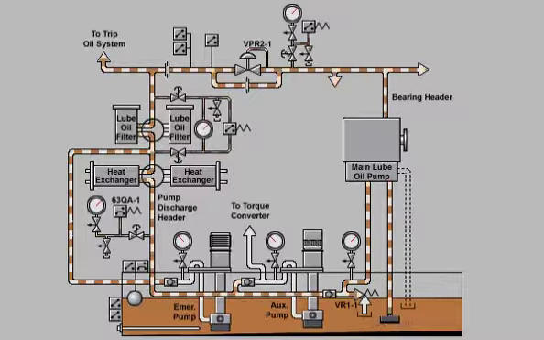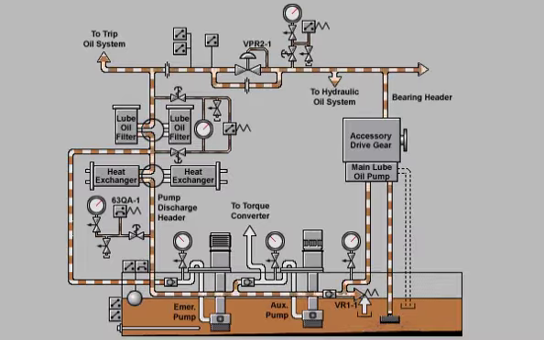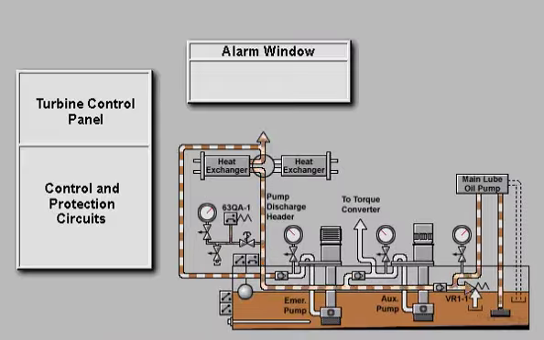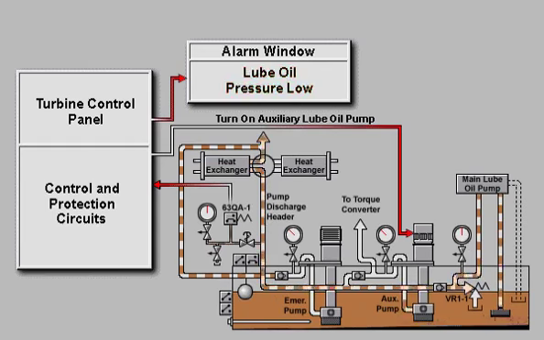The bearing header then supplies filtered lube oil to the hydraulic oil system, the accessory drive gear, and the turbine and generator bearings. Should the lube oil pressure in the pump discharge header drop below 70 psi, pressure switch 63QA-1 will initiate an alarm and activate the auxiliary lube oil pump. The auxiliary pump will remain on until it has been manually shut off at the motor control center.